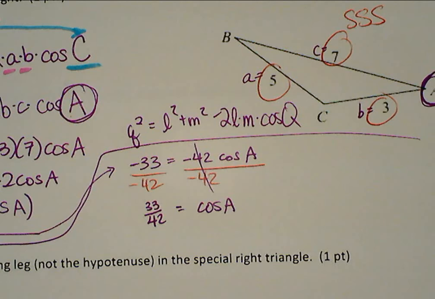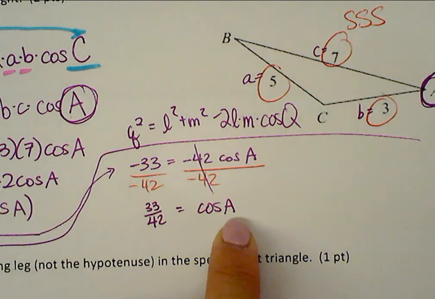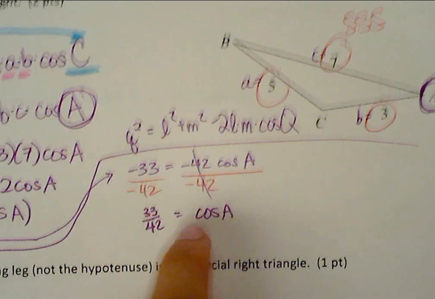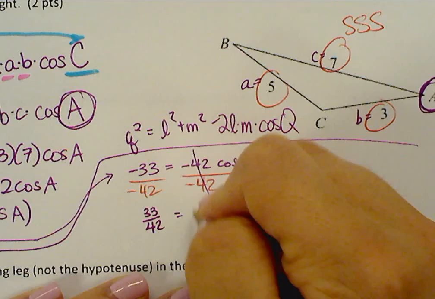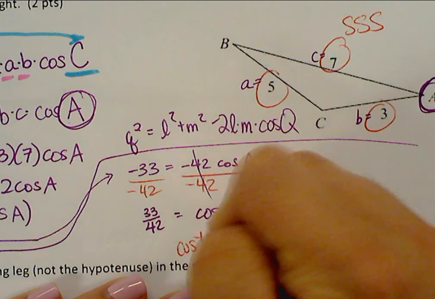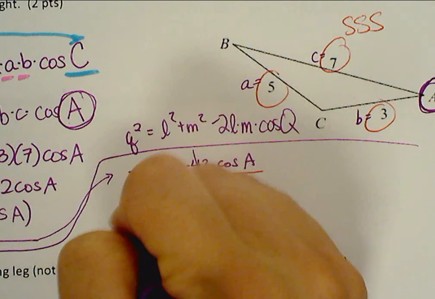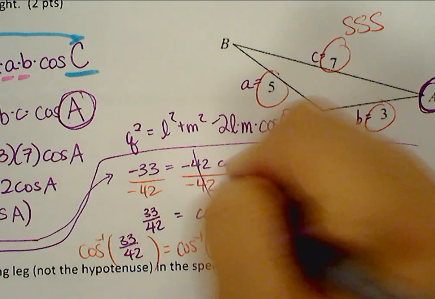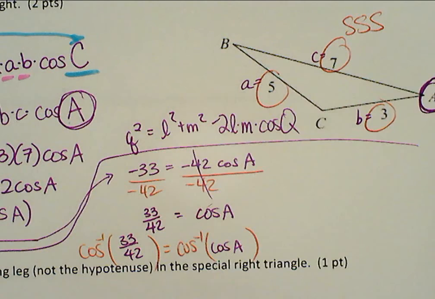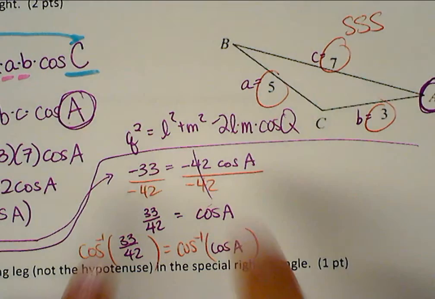You know what I realized? I think it's probably easiest for you if, because you guys like to do things to both sides, right? You want to get A by itself. Who's bothering the A? Cosine. How do you uncosine it? Cosine inverse both sides. So cosine inverse the 33 out of 42, cosine inverse the cosine of A. Do you guys see what I did? The purple is just the same, but I put a cosine inverse in front of it. Okay?